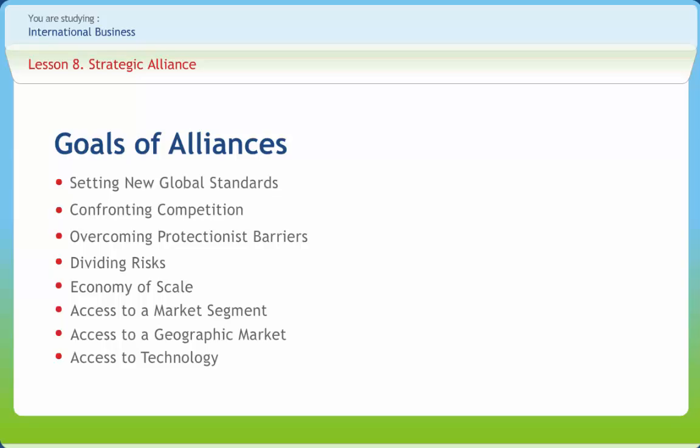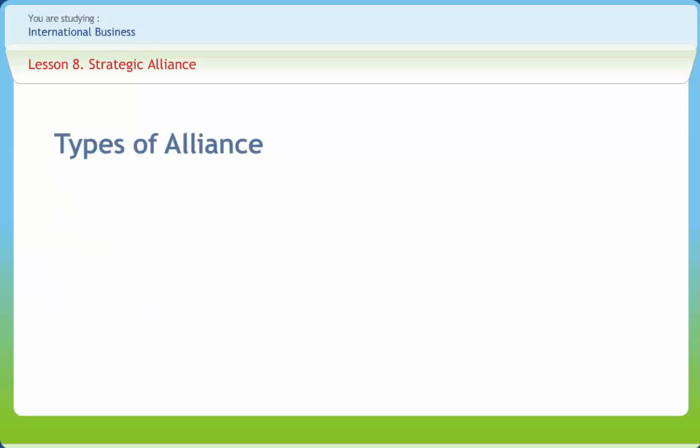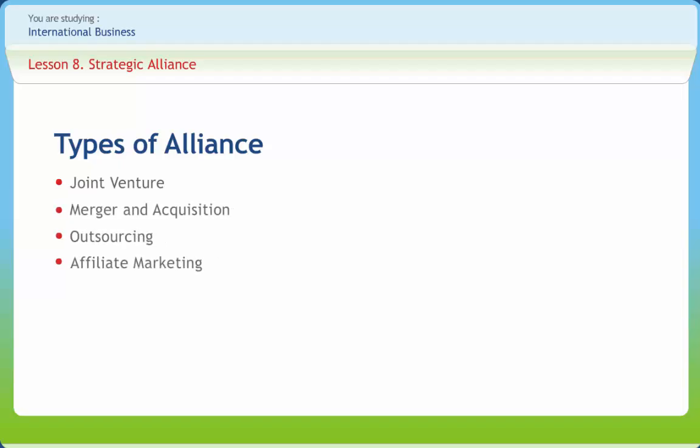realize a product line. Collaborative agreements between businesses can take a number of forms and are becoming increasingly common as businesses aim to get the upper hand over their competitors. The main types of strategic alliances are listed below: joint venture, merger and acquisition, outsourcing, affiliate marketing, technology licensing, product licensing, franchising.